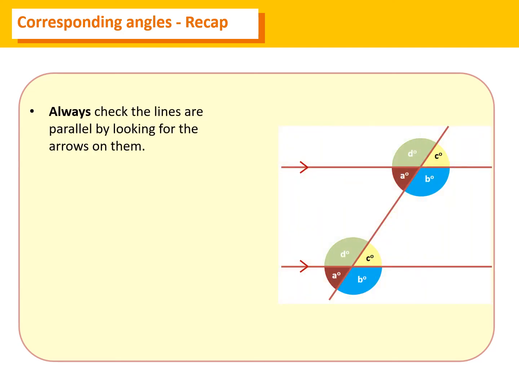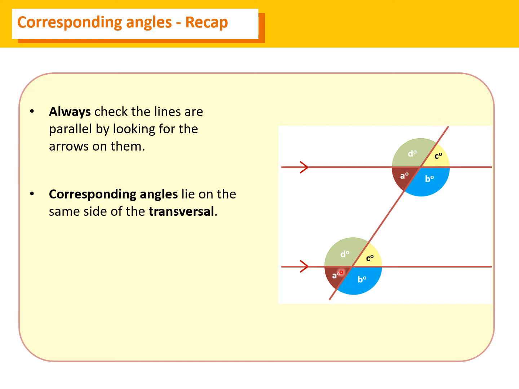Let's recap then on everything we've learnt about corresponding angles. Always check that lines are parallel by looking for the arrows on the parallel lines. Corresponding angles lie on the same side of the transversal. Remember, this line here going down is a transversal.